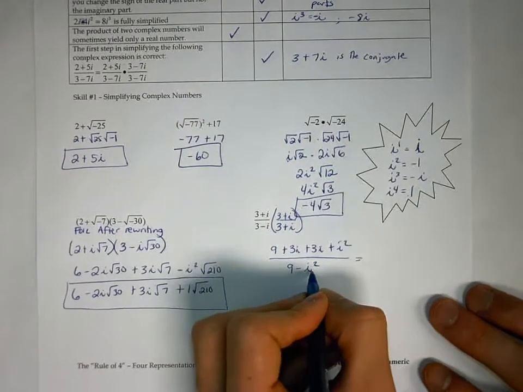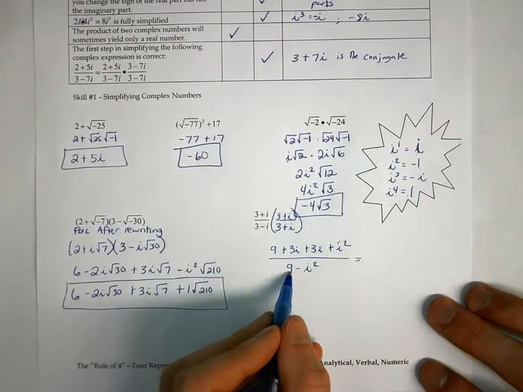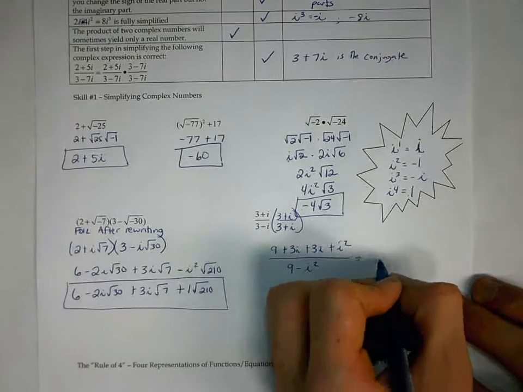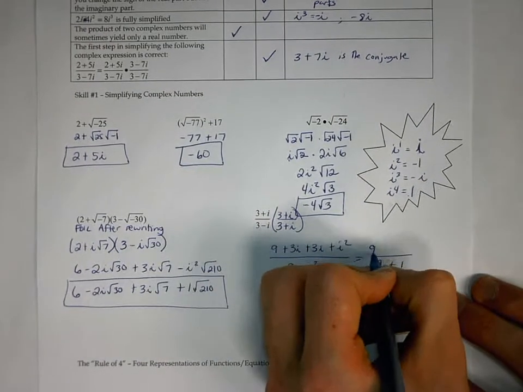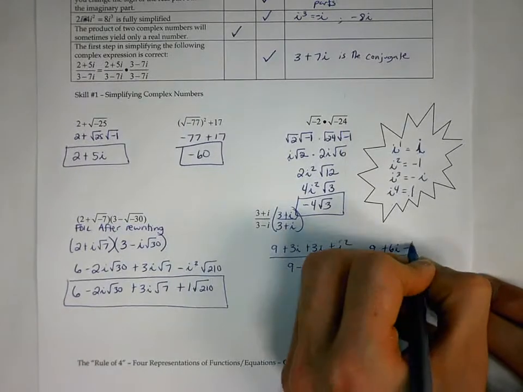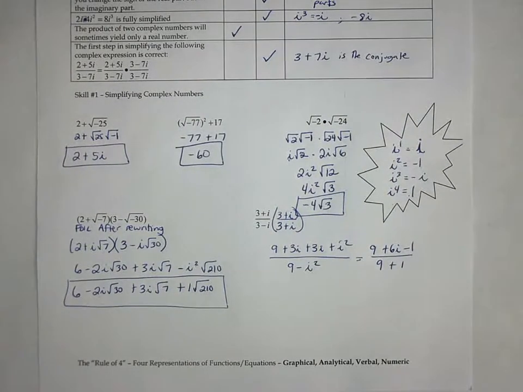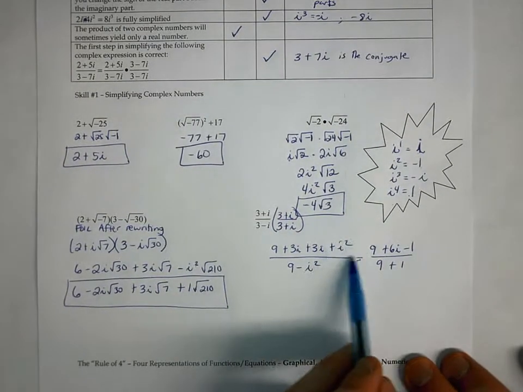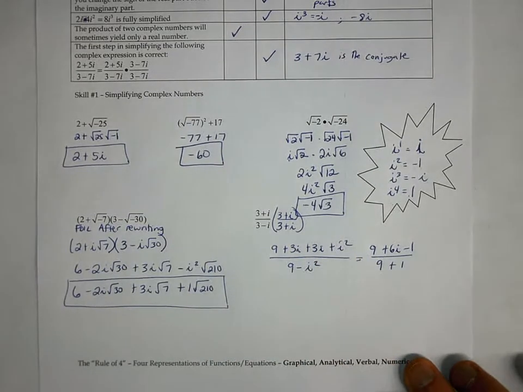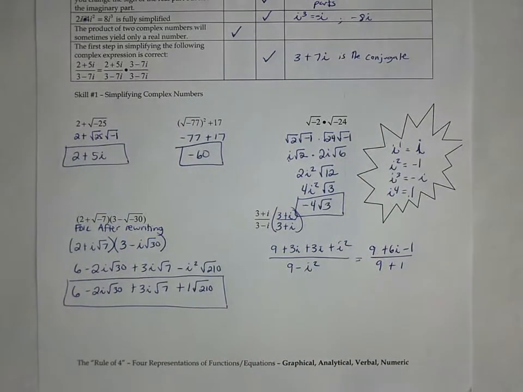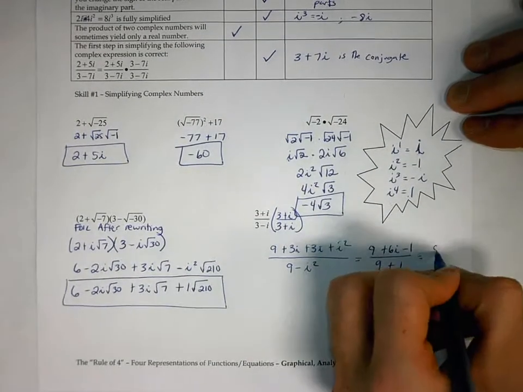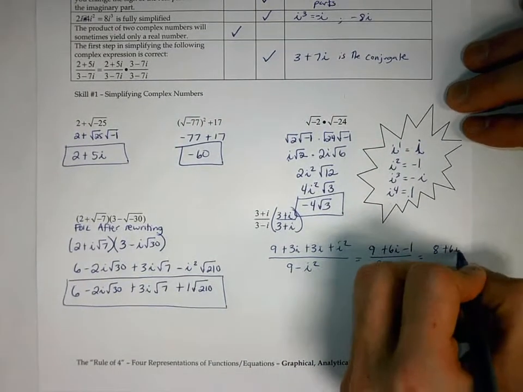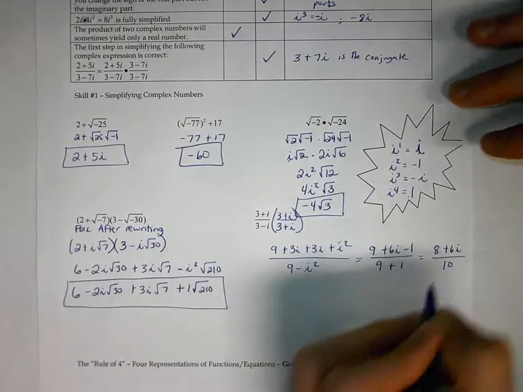We know that that i squared is equal to negative 1, so 9 minus a negative 1 is actually 9 plus 1. And in my numerator, I've got 9 plus 6i minus 1. When I simplify, there's that i squared again being a minus 1. Combine my i's there. So then I've got 8 plus 6i over 10.